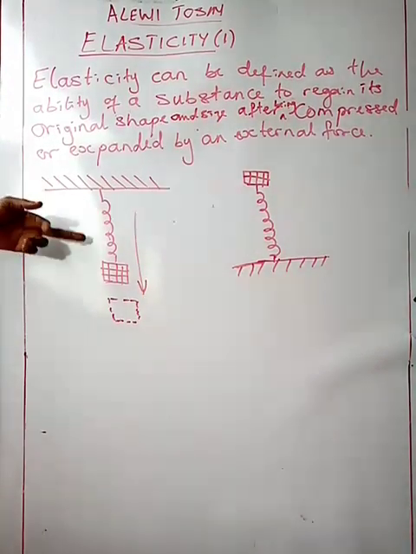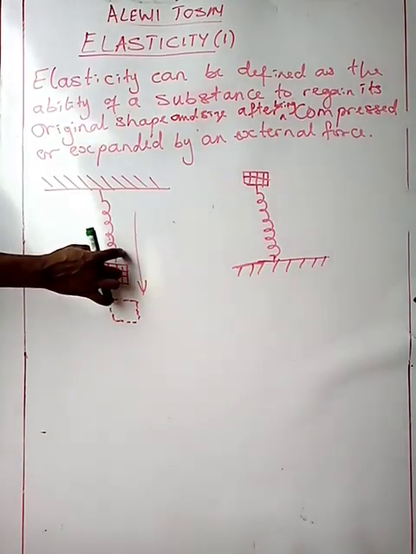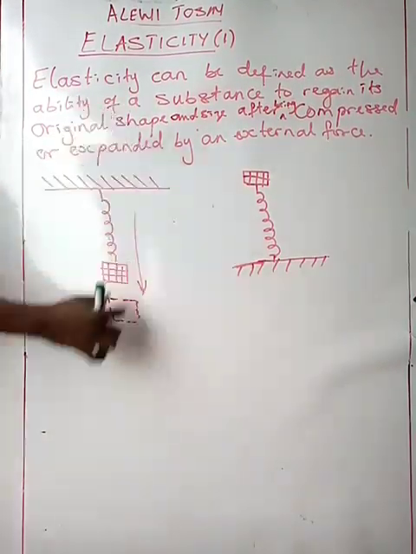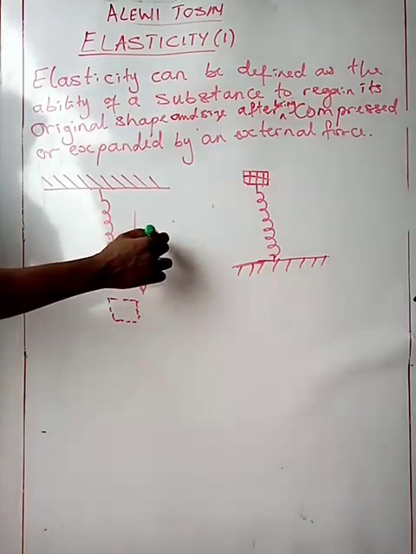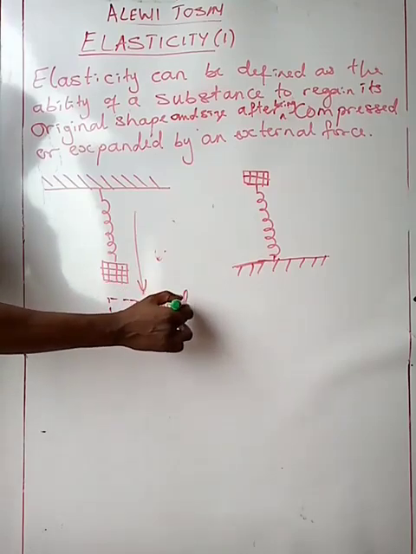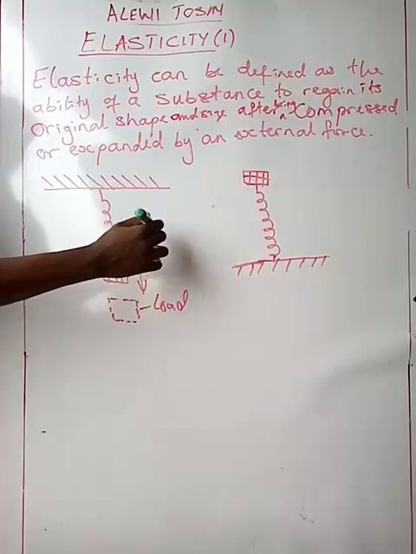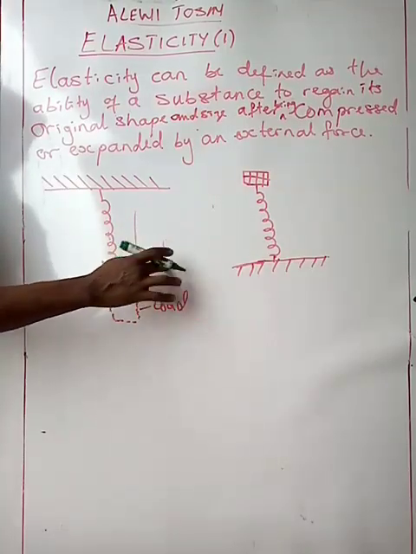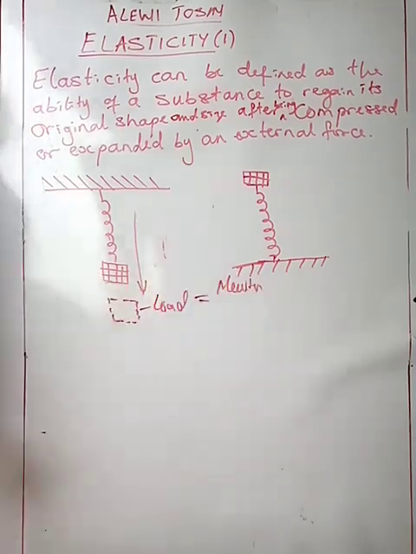An elastic material is any material that has the ability to regain its original position, original size or shape back after an external force is applied on it. So under this topic, we're taking our external force as load. Like this is a load. Load is a force that is measured in what? Measured in Newton. Load is a force that is measured in Newton.